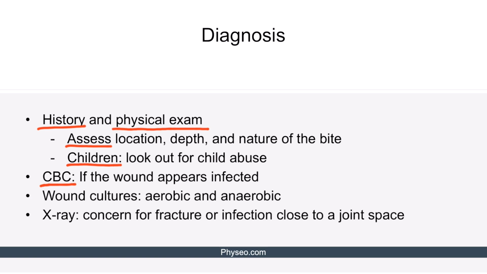Now, if your physical exam reveals a wound that appears infected, you should order a CBC and both aerobic and anaerobic wound cultures. And if there's concern for a fracture or infection close to a joint space, such as a clenched fist injury, then an X-ray of the affected area should also be ordered.